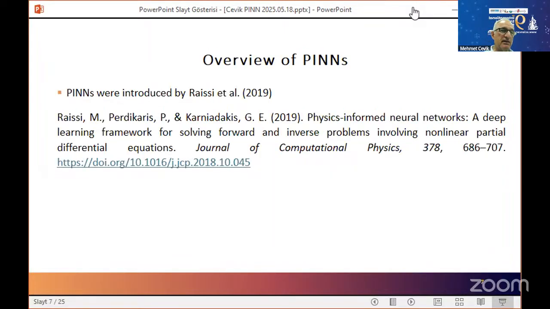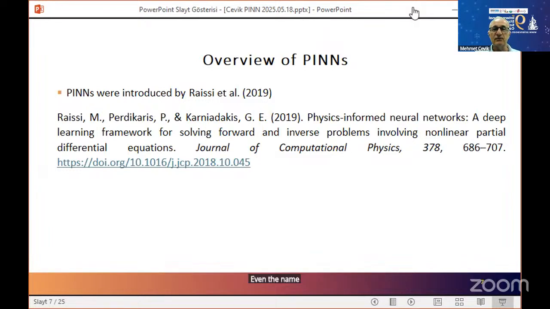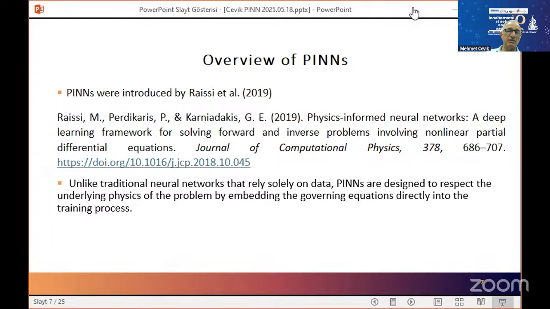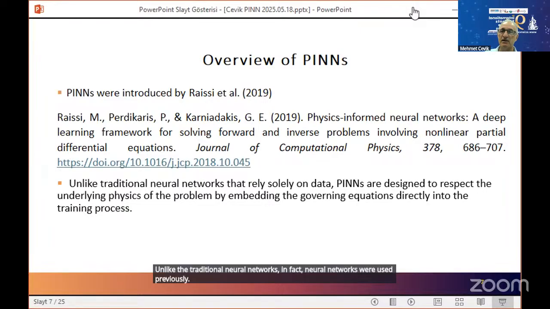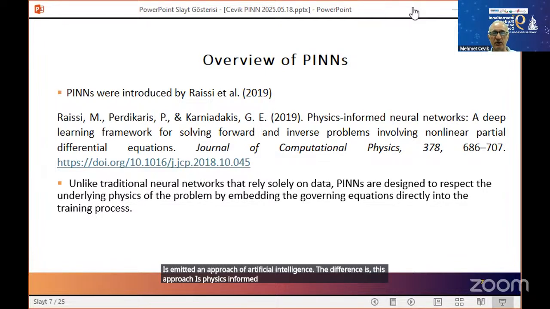This method, PINNs, was first introduced by a paper published in 2019. Even the name was first used in that publication by Raissi, Perdikaris, and Karniadakis. Unlike the traditional neural networks, which were used previously as a method and approach of artificial intelligence, the difference is that this approach is physics informed. I will mention it.